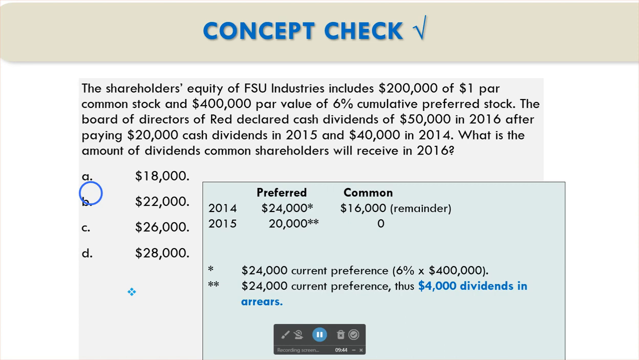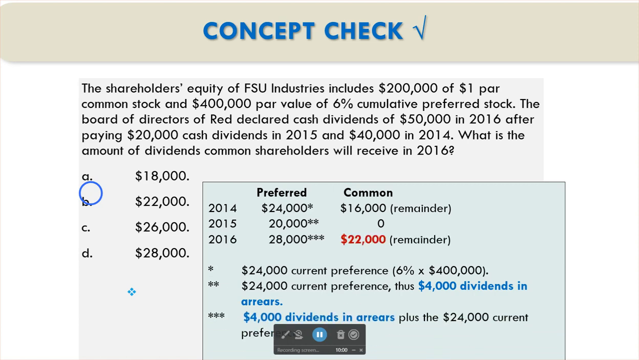The 4. So automatically you can see in 2016 the preferred are really owed the 4 arrearage from 2015, and then the 24, which they are normally owed for 2016. And indeed, since it's a $50,000 dividend, we were able to completely satisfy the preferred. They're brought up to date in 2016. There'll be no arrearage left over. So we've taken care of them, and because we have completely taken care of those preferred, we have 22,000 that we can pass on to the common.